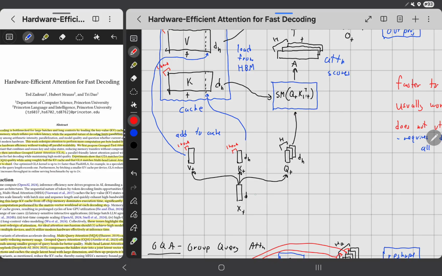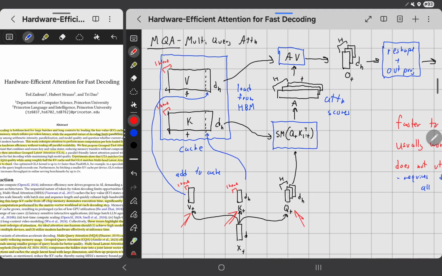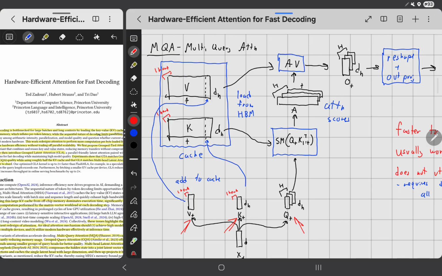For our input, instead of projecting our input to h keys, h values, and h queries, we're only going to project it to one key, one value, and h queries. Then what that means is your KV cache is reduced by a factor of h. So that means it's going to be on the order of h times faster to load this from memory, which is significantly faster because the number of heads can be 16 or 32. So this significantly can reduce the number of keys and values you're loading from memory.